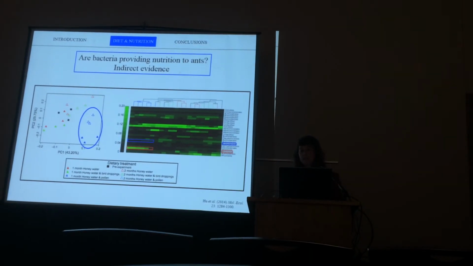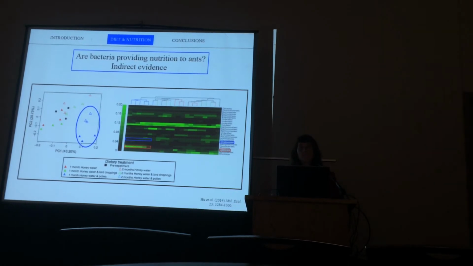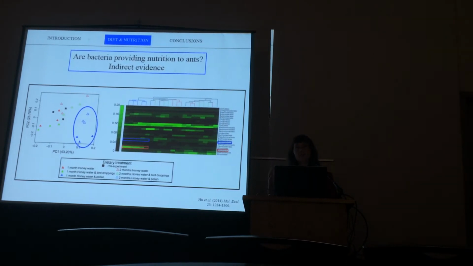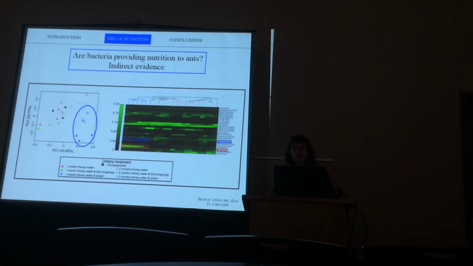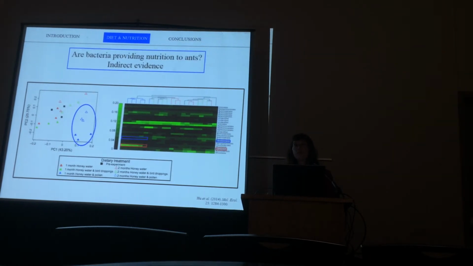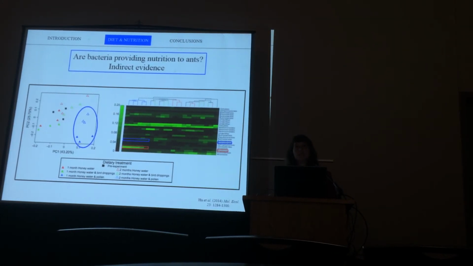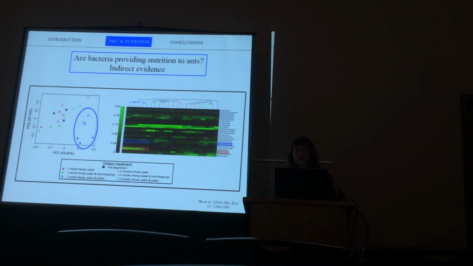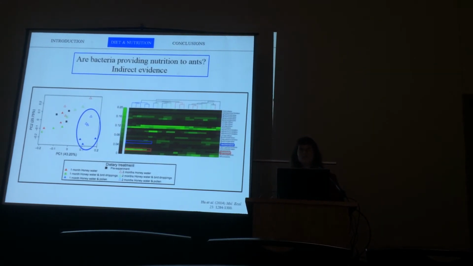Now, when she did these diet experiments and looked at the bacterial communities, we see a significant increase, or shifts, in the proportion of some lineages when they're fed pollen-based diets, suggesting that there may be some other mechanism there. And interestingly, one of those is the Rhizobiales.